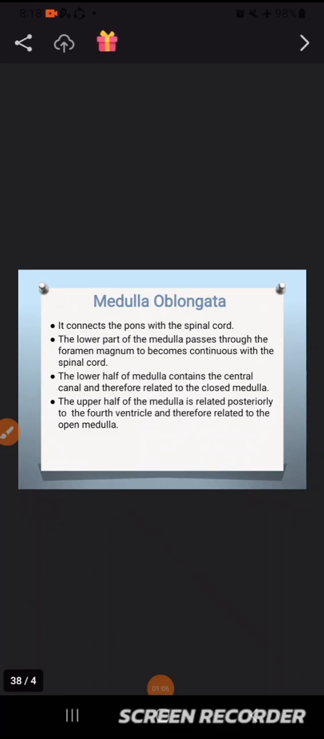Medulla oblongata. The medulla oblongata connects the pons with the spinal cord. The lower part of the medulla oblongata passes through the foramen magnum, where it becomes continuous with the spinal cord.